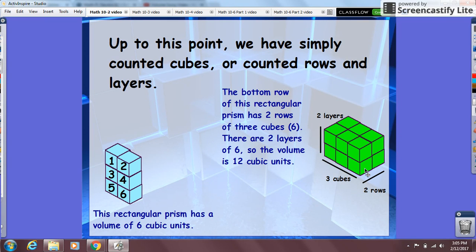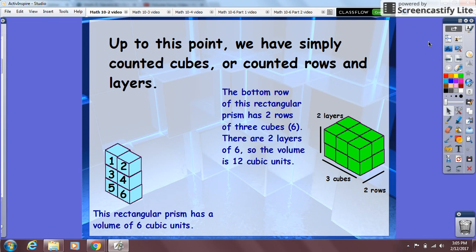Row here, row here. And we know that there are 1, 2, 3 cubes in each of our 2 rows. And then we know that we have 1, 2 layers. Okay, so if we wanted to multiply those out, we would multiply 2 times 3, and we would get 6. And then with 2 layers, we would have 12 cubic units would be our volume for this figure. Now, if we look over here at this one, same thing. We could just count 1, 2, 3, 4, 5, 6. Not a whole lot to do for that one. And that would be 6 cubic units.